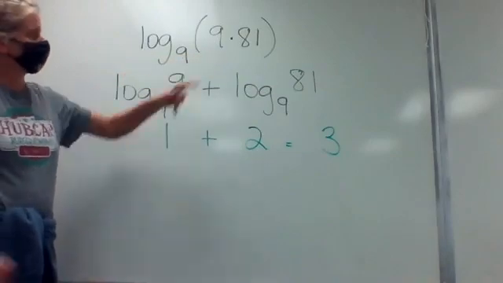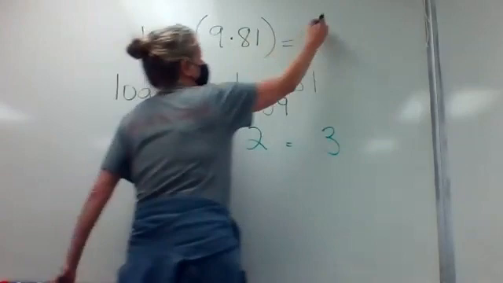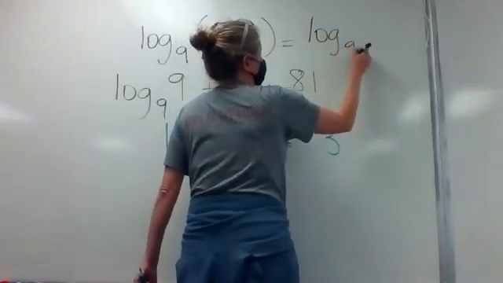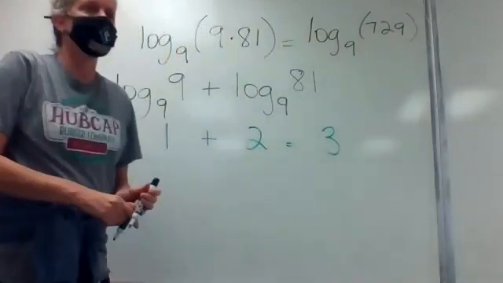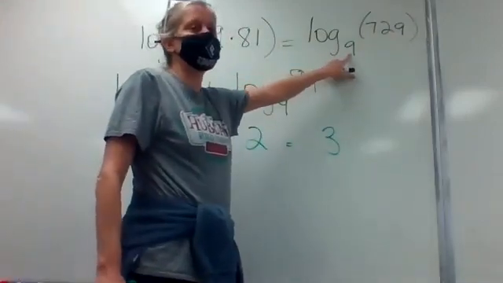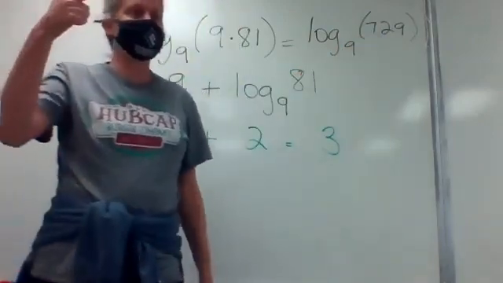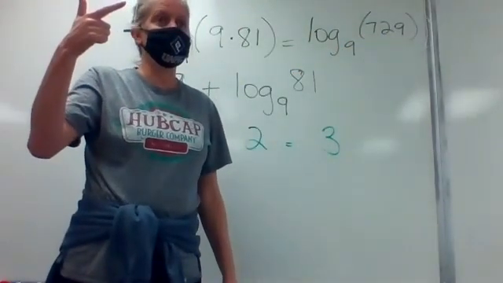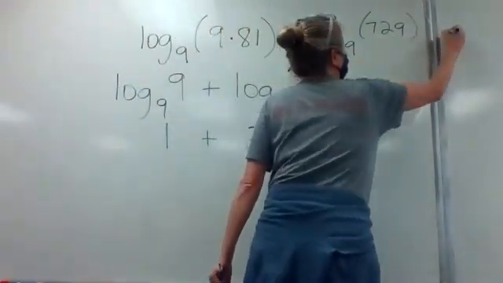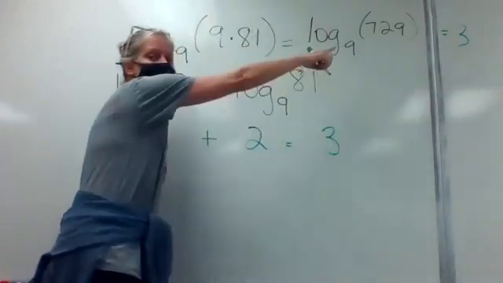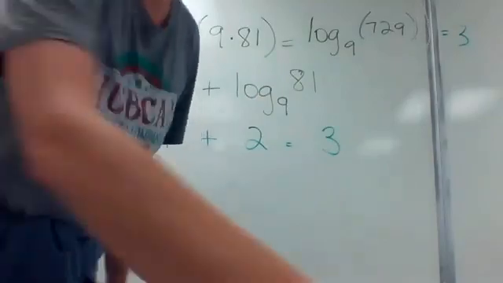Let's look at this one. If I multiply the 9 times the 81 in there, I have log base 9 of 729. What do you have to raise 9 to get 729? 9 times 9 is 81. You have to raise it to the third power. So they equal the same thing. They are equivalent. You can write it either way.